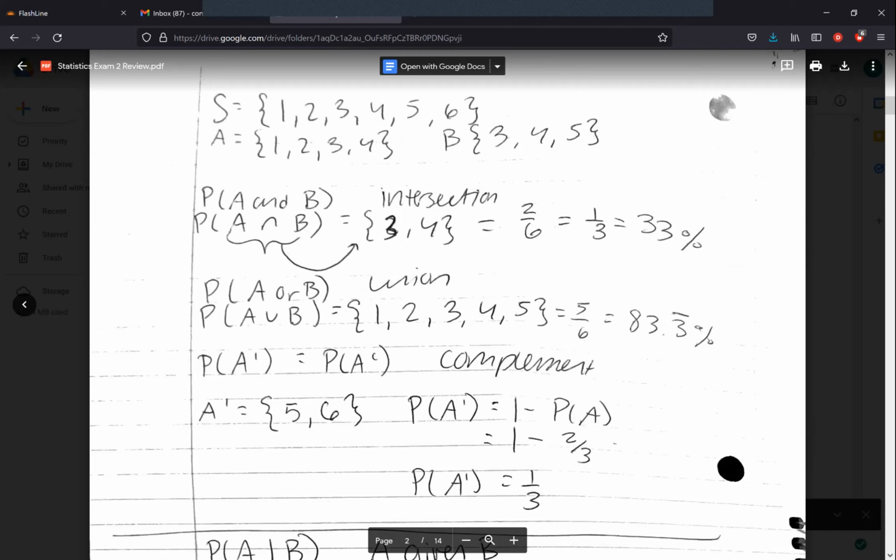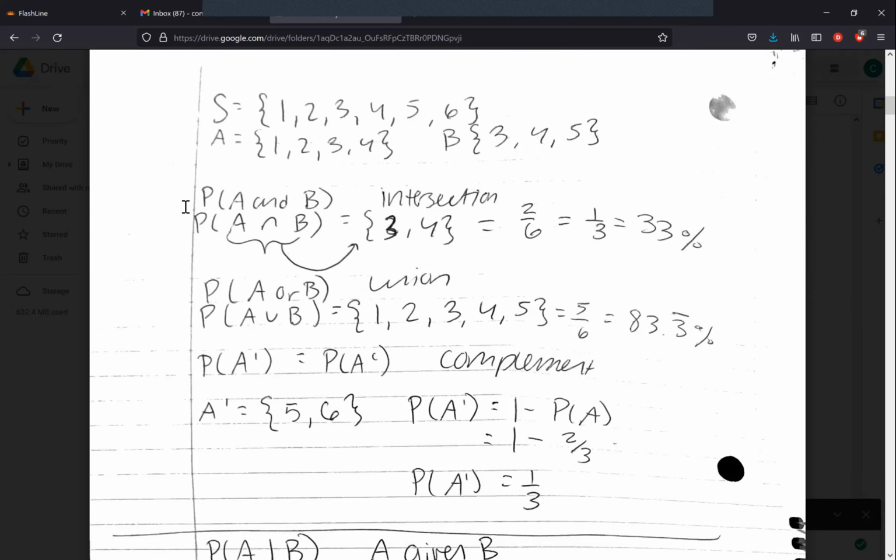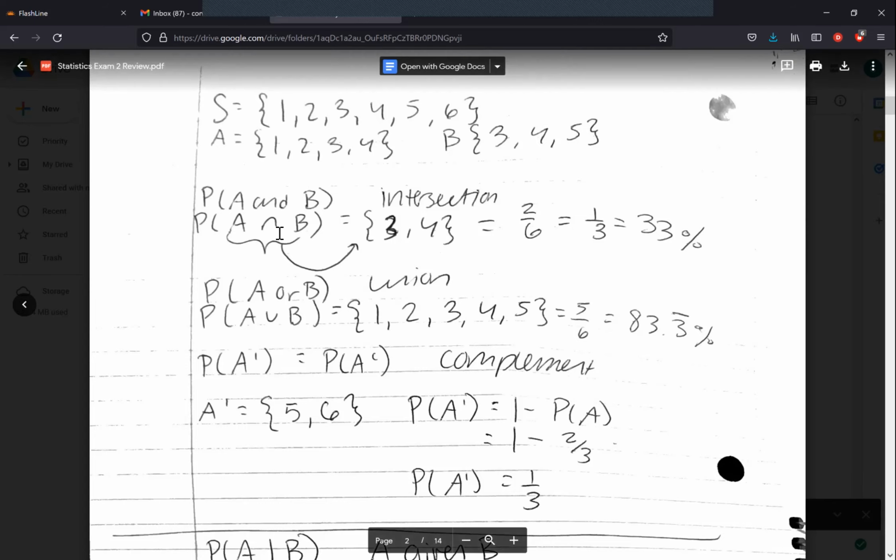Next is the intersection and the union. So if we want to talk about the probability of getting A and B, or the probability of getting A or B, for this example, I have a sample space of 1, 2, 3, 4, 5, and 6. And then I have sets A and B. So what is the probability of having A and B occur? This is called the intersection, which is an upside down U.